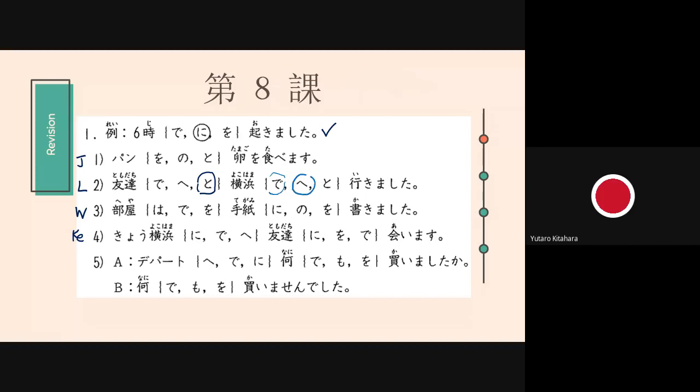Basically it's the verb behind that matters. Because Yokohama e ikimasu means I go to Yokohama. Because your verb is a directional verb, then you use e. If after Yokohama there will be something like tabemasu, eat, drink, study, etc., then de is at, and e is to. So I went to Yokohama. It's not I went at Yokohama. So e is the correct one. And Tomodachi to is correct. So I went to Yokohama with my friends.